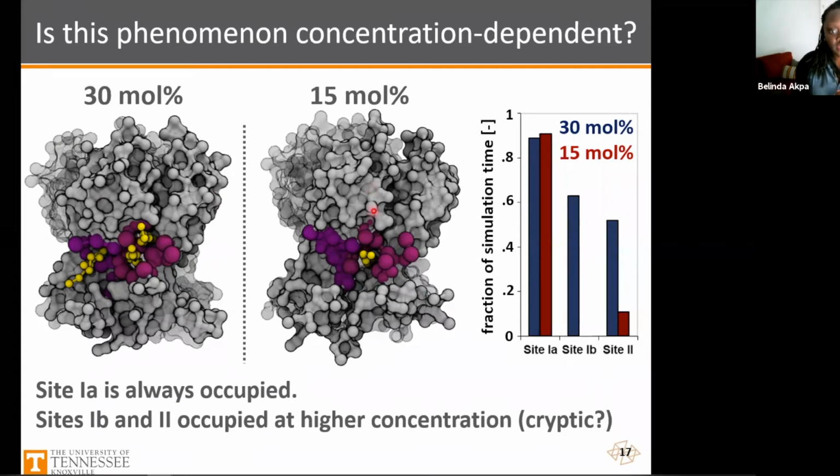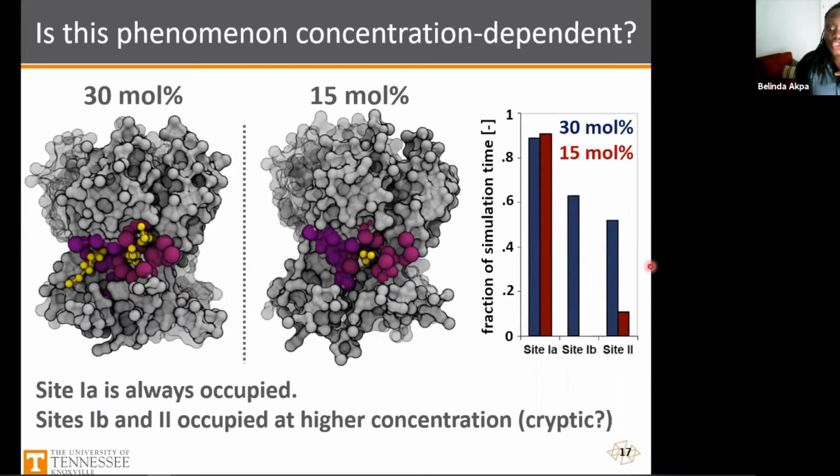So we ran another set of simulations where we reduced the concentration of cholesterol by a factor of 2 so that we could check the nature of the binding sites. We found the same binding sites in the low concentration simulation, but the occupancy of the binding sites changes. At the high concentration, it's not unusual to find all 3 binding sites occupied. If we look at the fraction of the simulation time where we see the binding sites occupied, we find that all 3 binding sites are occupied for at least 50% of the simulation at the high cholesterol concentration.